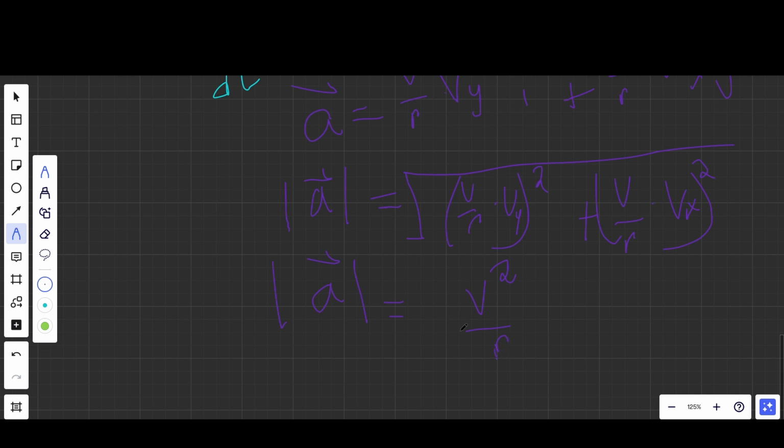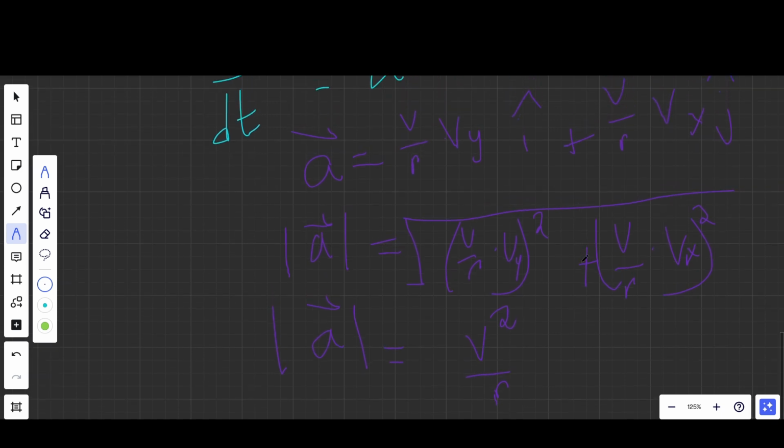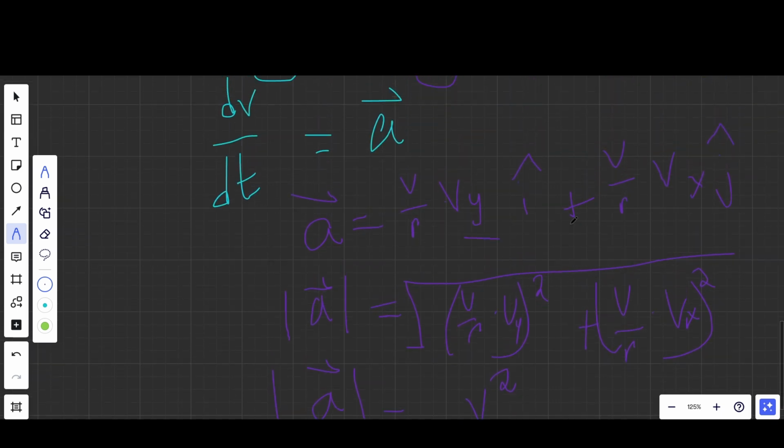So that's basically it. Another thing I'd like to mention is that from here we see that the velocity and the acceleration cannot be in the same direction, because this is i hat, this is y, and this is j hat, and this is x. They depend on each other in a crossed way, and hence the acceleration and velocity are not in the same direction.